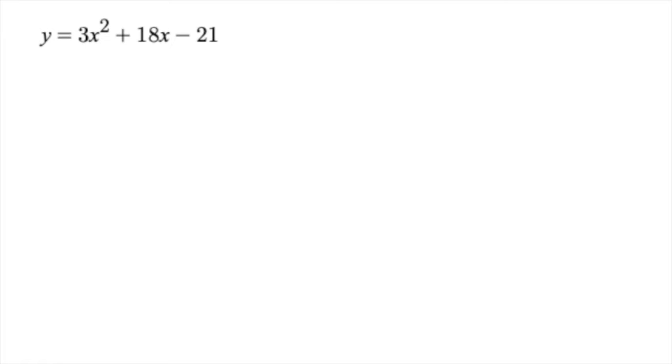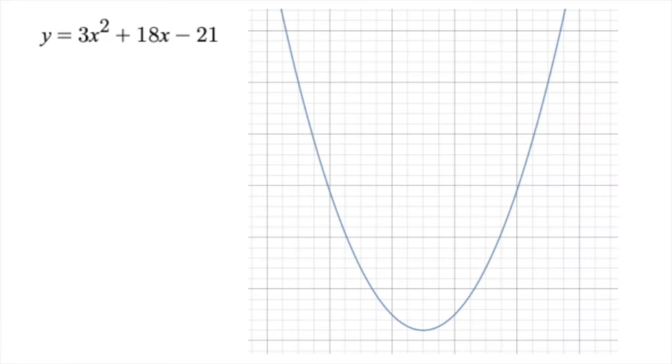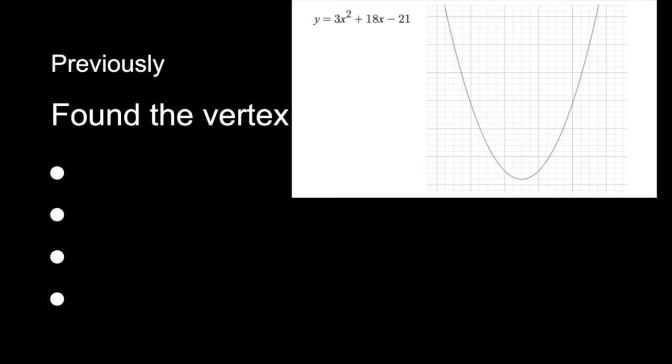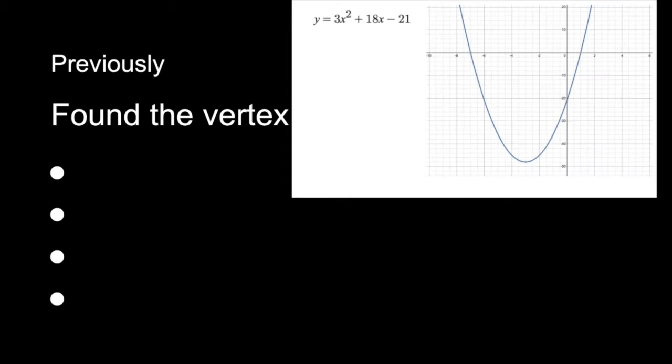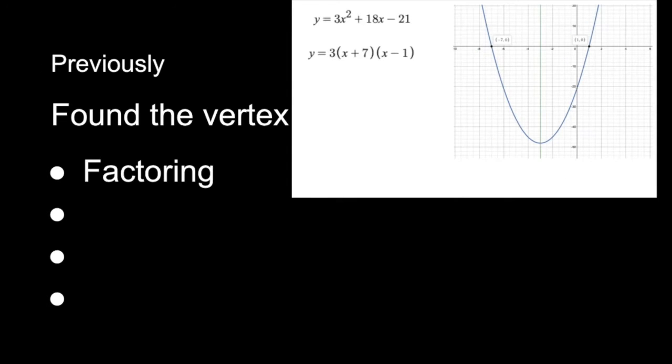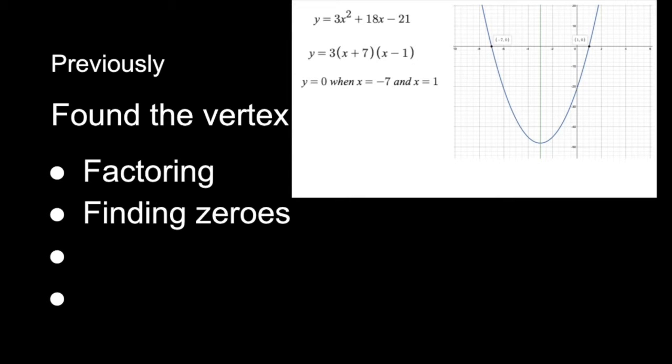First, let me tell you where we've been, and then let me tell you where we're going today. A few weeks ago, we started learning about quadratic functions, and we would take one like this, and first we could sketch it. And then let's say we wanted to find the point on the vertex. Well, to do that, we would factor the equation. We would then find the values of x that made y 0 to find the zeros.